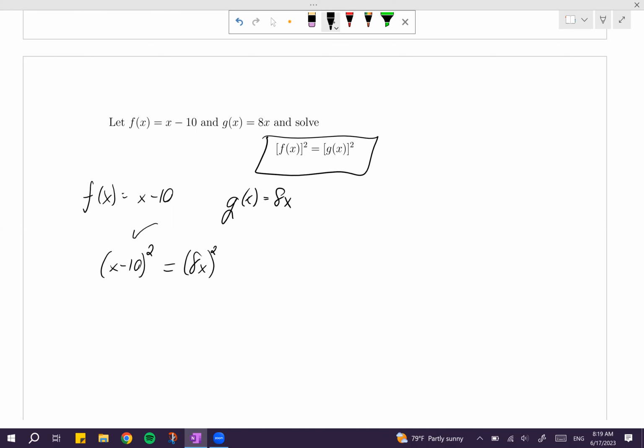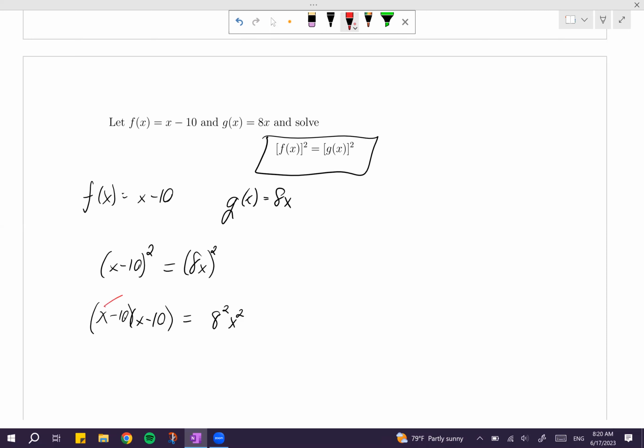So for this first one, we're going to have to FOIL it out. For the second one, since we're multiplying stuff, we can just distribute the squared to both terms, to both the 8 and the x. All right. This first one, we have x minus 10 times x minus 10. This second one, we have 8 squared times x squared, which gives us this first term.